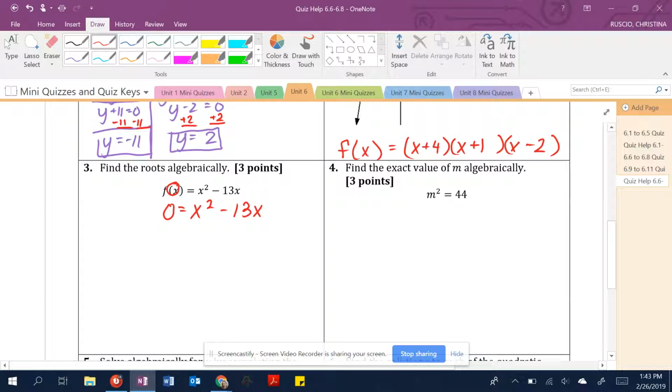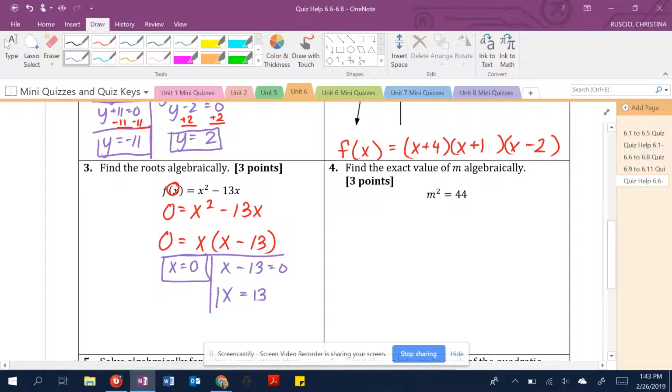I'm going to try factoring it, and oh my gosh, when I check for a GCF, which I think a lot of people forget to do still, I see it has a GCF of x. So x times x gives me x squared. X times 13 gives me 13x. Now I have my two factors. So I have x equals 0, and I have x minus 13 equaling 0. Lucky for me, that's done. And then I'm going to add 13 to both sides. So I get x is equal to positive 13.